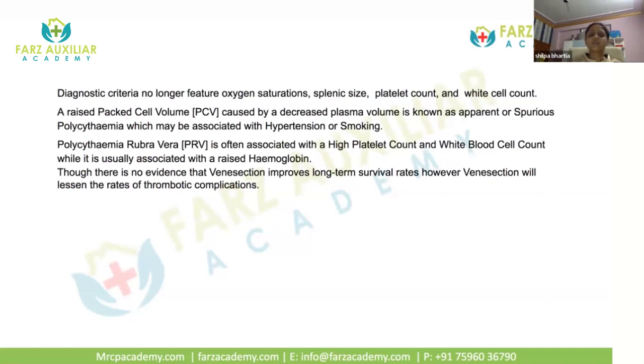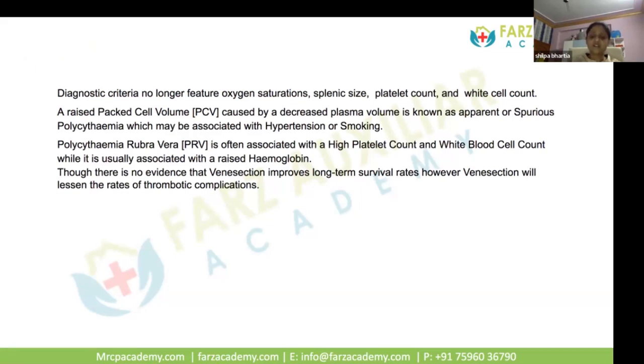And all those things they used to check for oxygen saturation to see whether it's hypoxia driven, the spleen size, the platelet, and the white cell count are often raised. So the answer where leukopenia and neutropenia was there, no, that is a wrong answer. The raised PCV is caused by a decreased plasma volume. As I said, that is an apparent or spurious polycythemia, which may be associated with hypertension or smoking. In actual PRV, there is a high platelet count and high white cell count, associated with raised hemoglobin. Though there is no evidence that venesection is improving long-term survival, it is still the treatment of choice because it reduces the rate of immediate thrombotic complications.